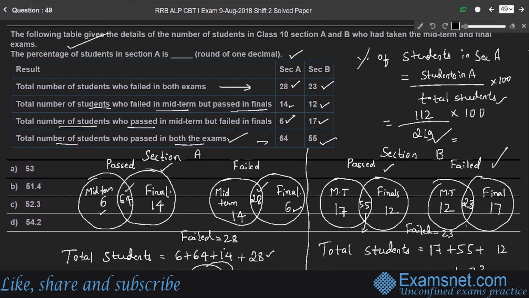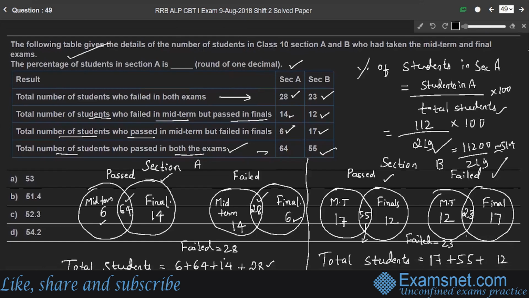So you will get 11,200 by 219, which is approximately equal to 51.4, right? So approximately round off to one decimal. 51.4% of the total students, right? 51.4%, more than 50% of the students are from section A, right? Of class 10. Therefore, option B is the right answer.